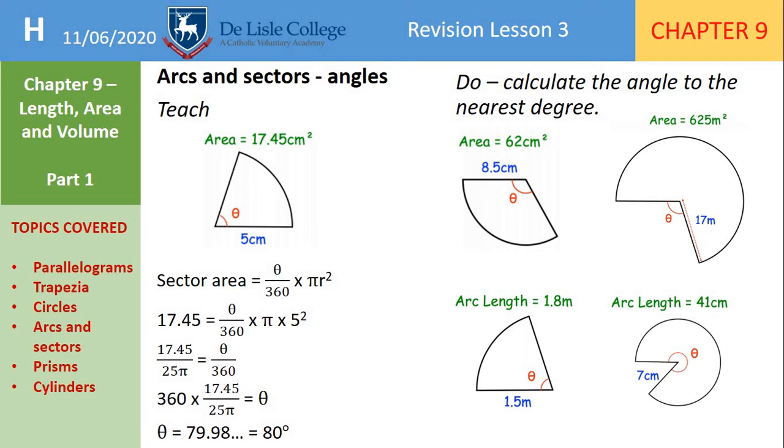Okay, let's check the area questions first. So theta is going to be 98 degrees, and the second one, theta is 248 degrees. The arc length questions, the first one, theta is 69 degrees, and the second one, theta is 336 degrees. So well done if you got those. Those are a little bit more tricky.